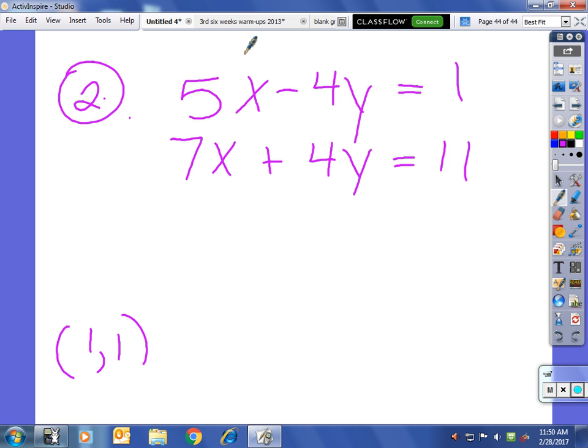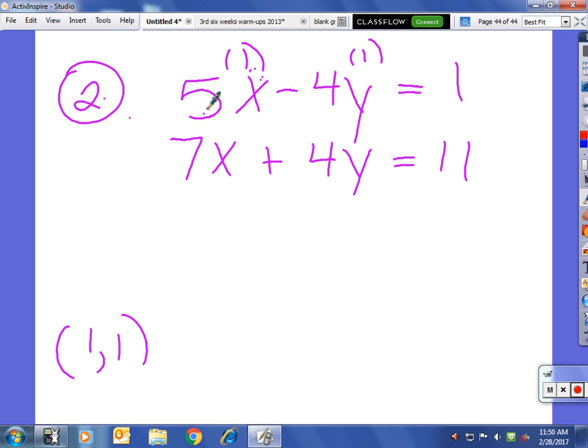Let's put a 1 here. What's 5 times 1? 5 times 1 is 5. What's 4 times 1? 4. Does 5 minus 4 equal 1? So does 1, 1 work on this one? Yes. Let's see if it works on this one.